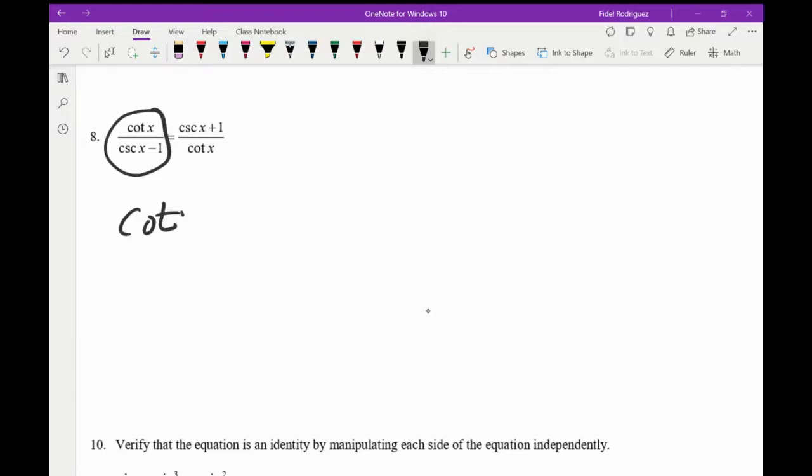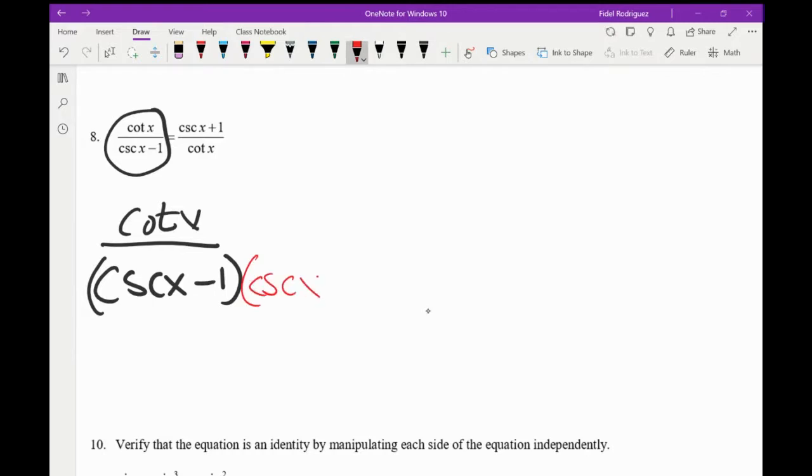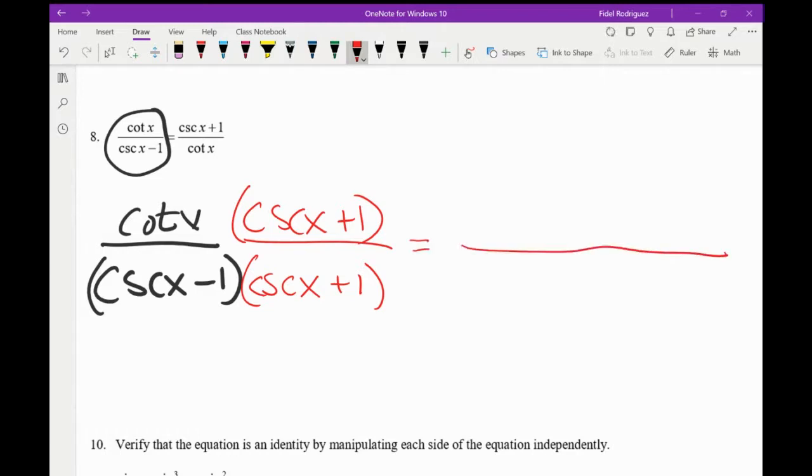So look, we have cotangent of x over cosecant of x minus 1. Guys, just like we did before, I'm going to multiply by cosecant of x plus 1 on the top and on the bottom, okay? Now, we just did this a little while ago. If you were to multiply this out by hand, and I can do it by hand, but do you know what you would get? Does anybody know what you would get if you were to multiply this out by hand?